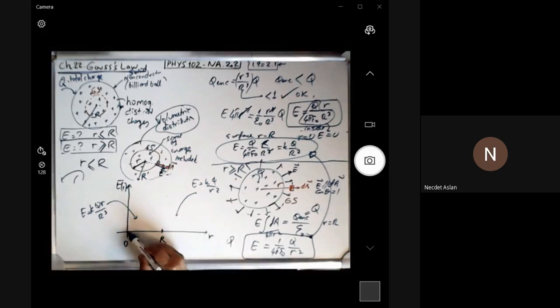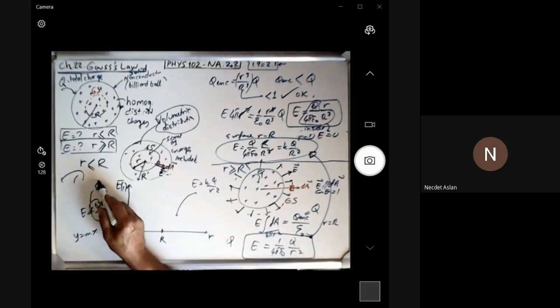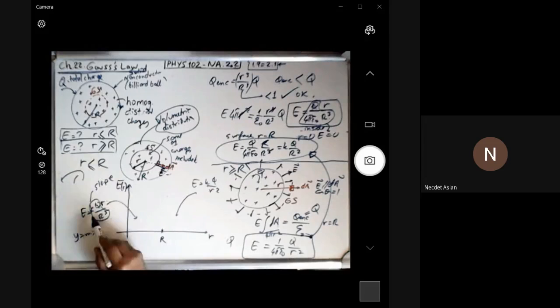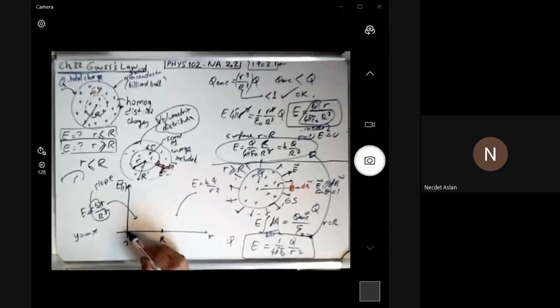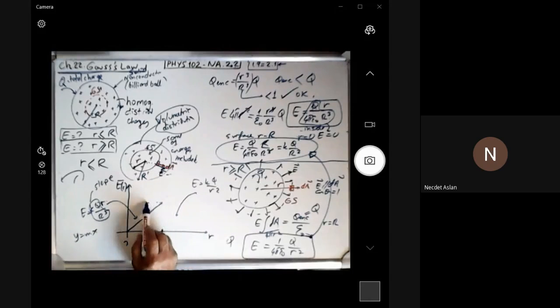So now what happens is that this is linear dependence. It's like y equals mx, a linear line. In this case, we don't have x but r, and this is the slope. The slope is kQ over R cubed, and it goes linearly to some value. What is this value on the surface? Very simple. We found it right there. It's just kQ over capital R squared.